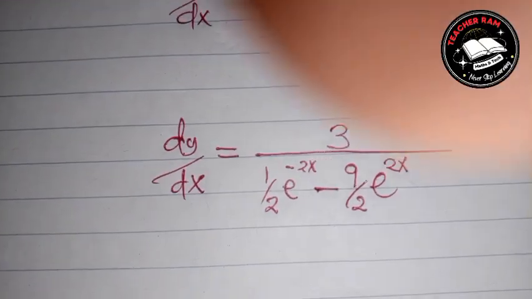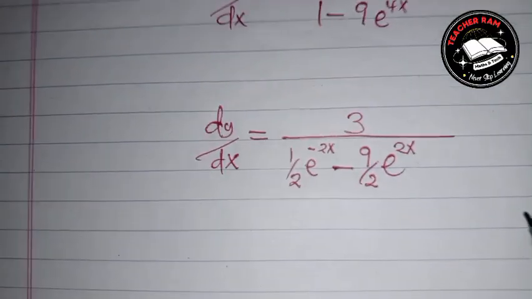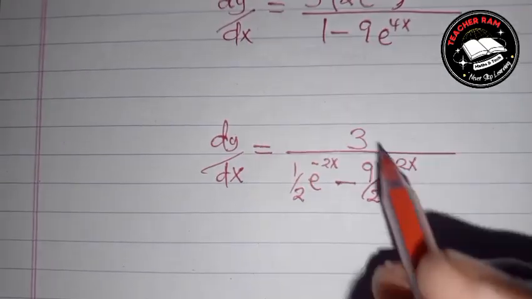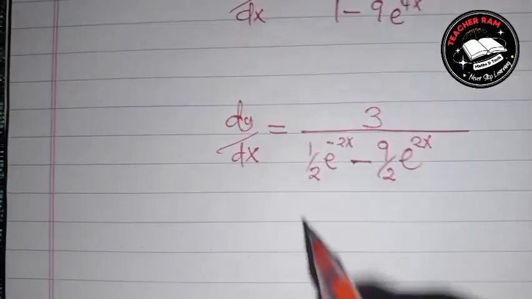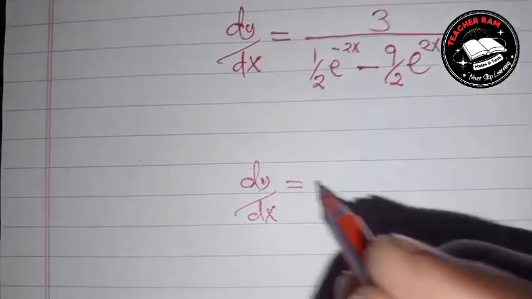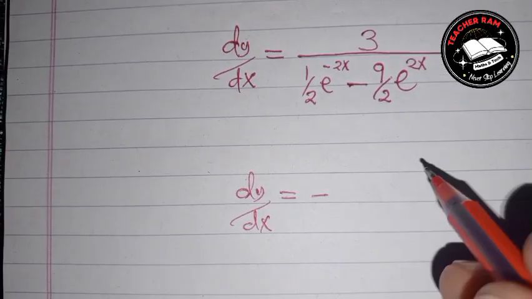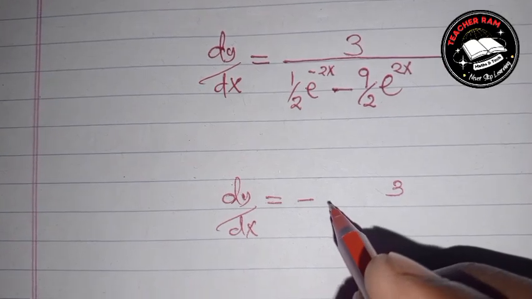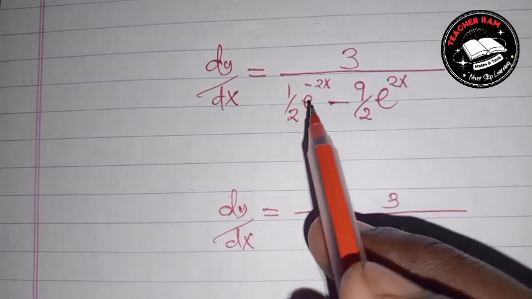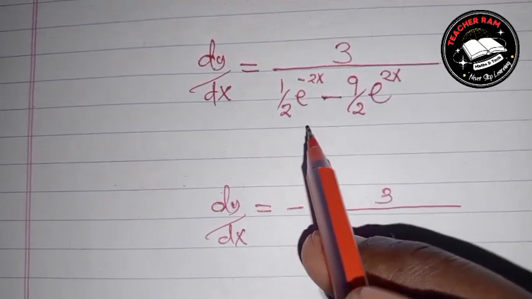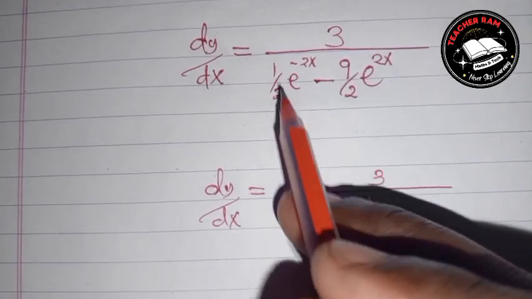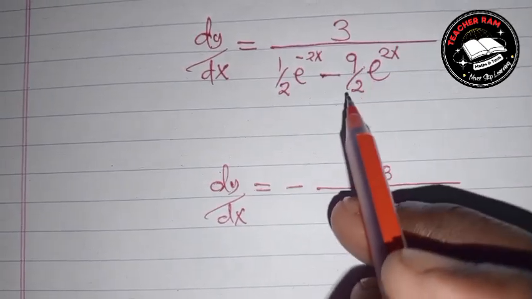After that, we remember that from our equation we are required to have a negative here, so from the denominator we will take out a negative. So dy dx will be equal to 3 divided by the denominator, and since we have taken out a negative from the denominator, the 1 over 2 will be negative, and the 9 over 2 will be positive.